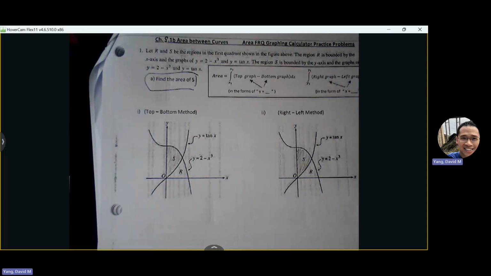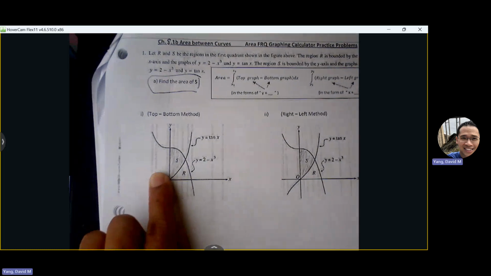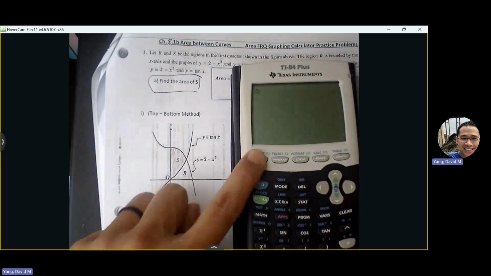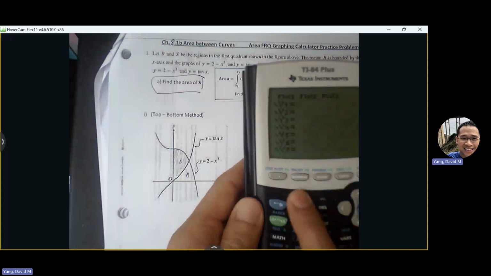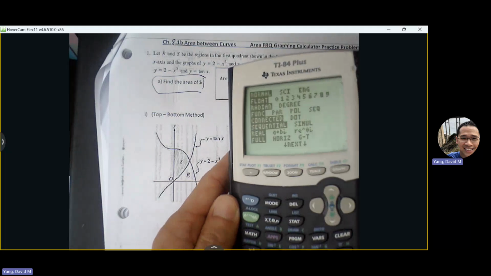Let's enter into our calculator, so we can see this picture show up in our calculator as well. So go to y equals, and you'll type in 2 minus x cubed and tangent of x. Again, your mode should always be in radian mode.